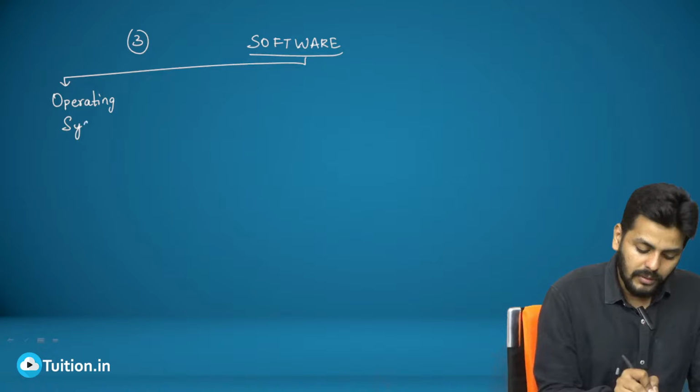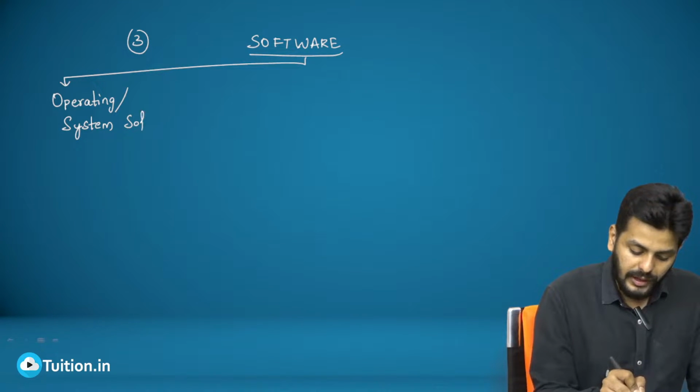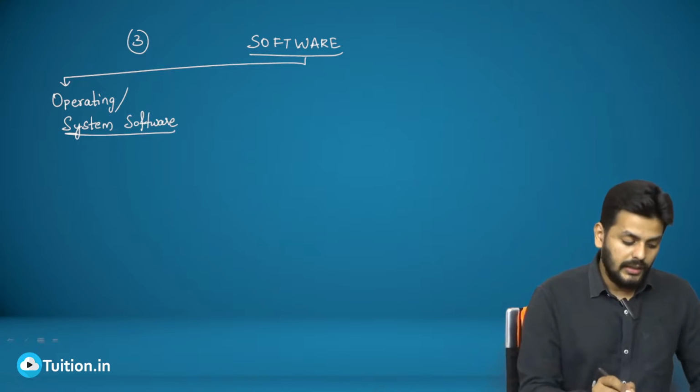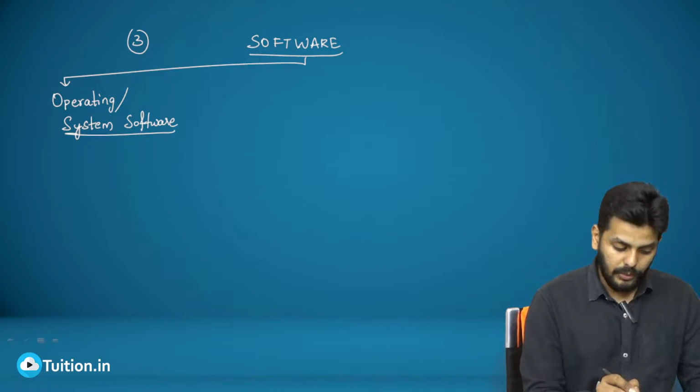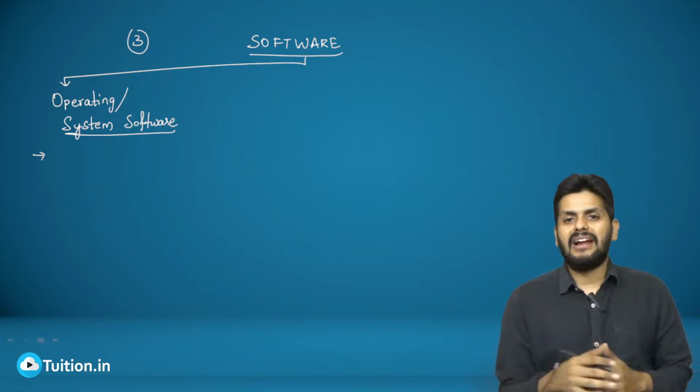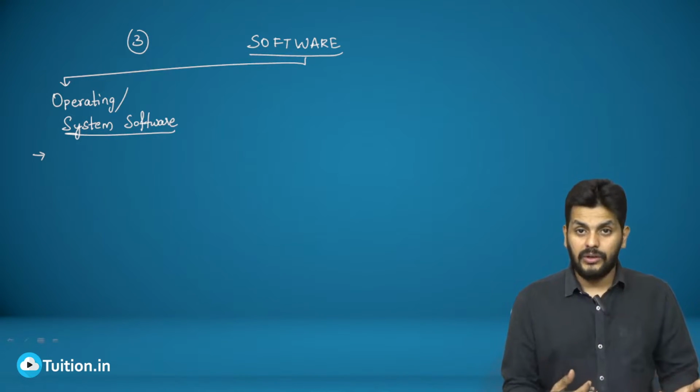Operating system also has another name, system software. System software or operating system both have the same meaning, and generally they do 2 things. One, they provide a platform for the user and the hardware to communicate.